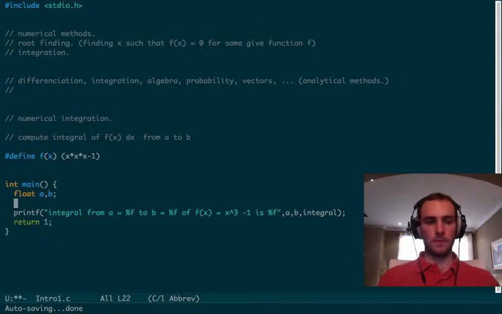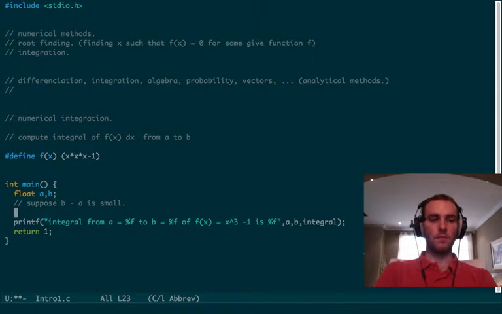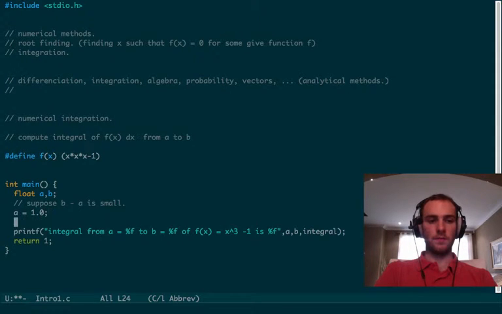So suppose b minus a is small. Okay, suppose it's really small. So say a is equal to 1.0, b is equal to a plus 0. Alright, pretty small.